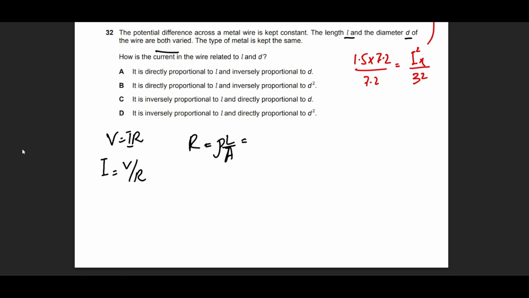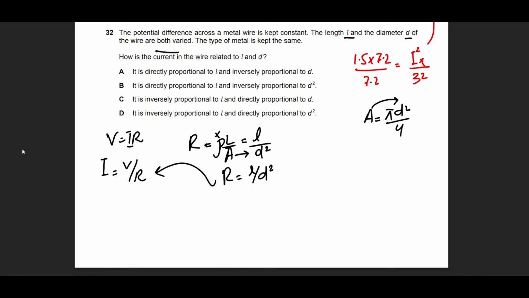So we can see that rho is not a problem, so we can eliminate that. So it is L divided by A. Now A is equal to pi times D squared by 4, so A is proportional to D square. I can replace D square in place of A. Just a simple switching of variables. So now I know that R is proportional to L divided by D square.